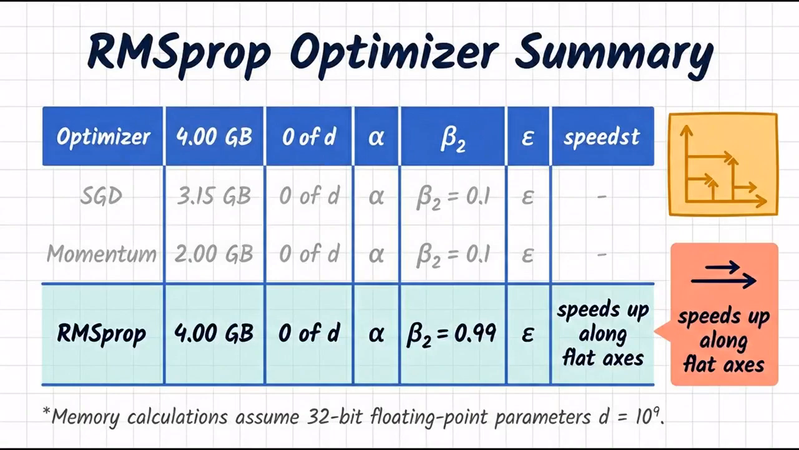For the root mean square propagation optimizer, or RMSprop, the memory overhead is 4.00 gigabytes. Complexity per step is big O of d. Hyperparameters are alpha, beta sub 2 equals 0.99 and epsilon, and it speeds up along flat axes.